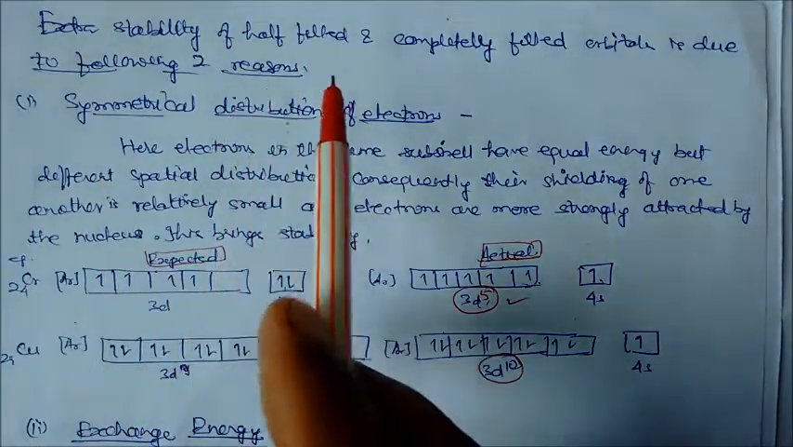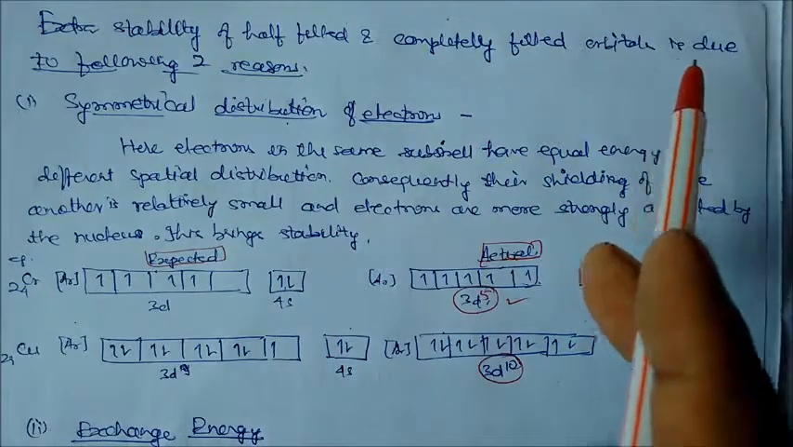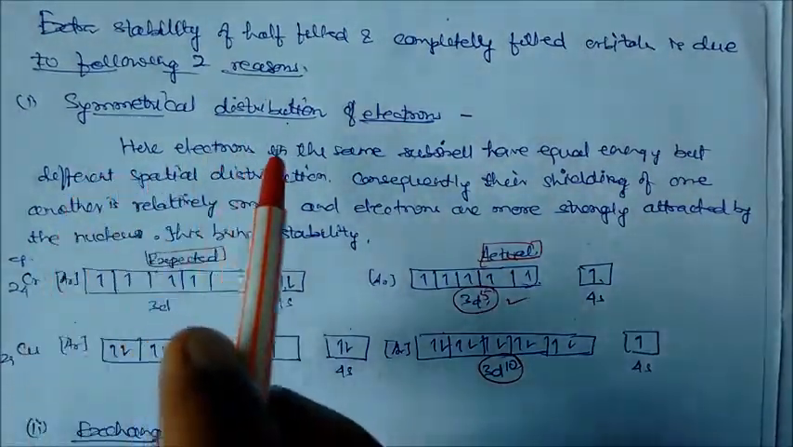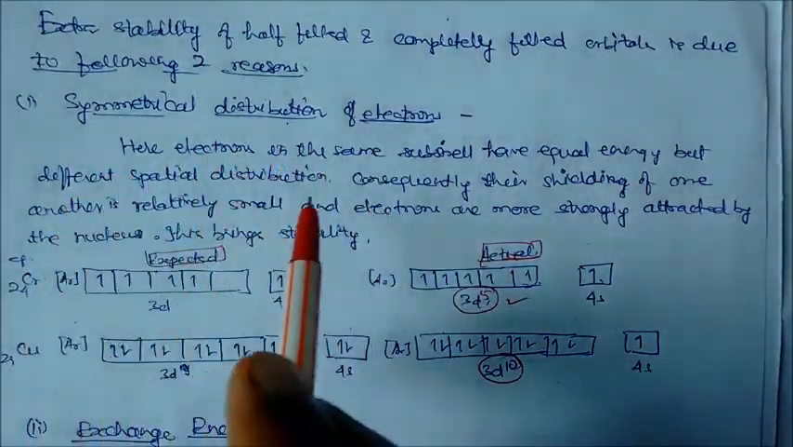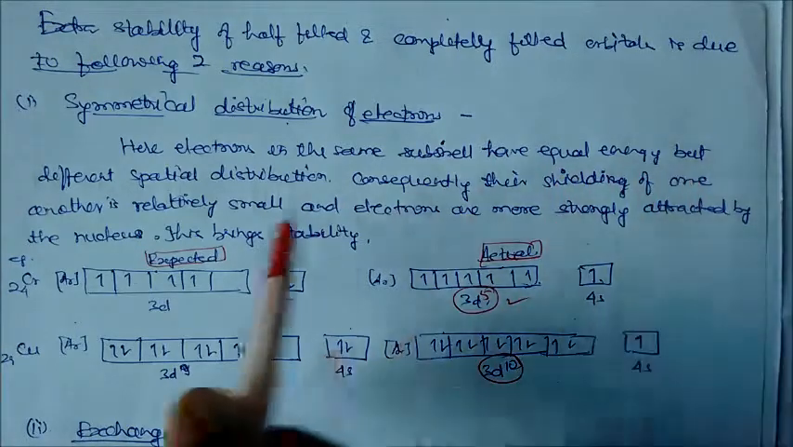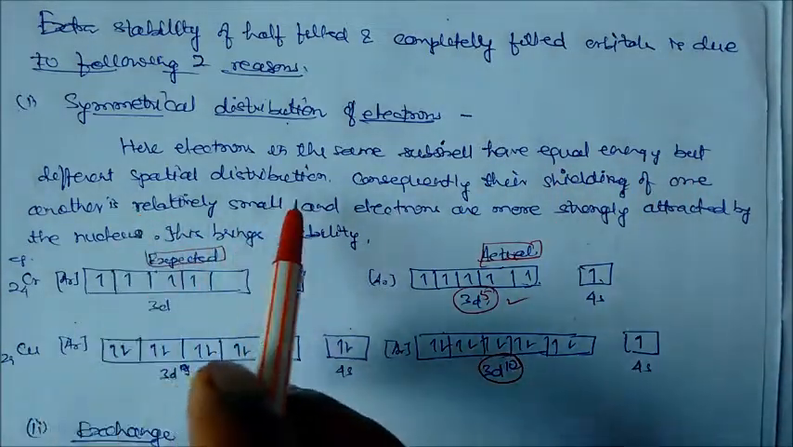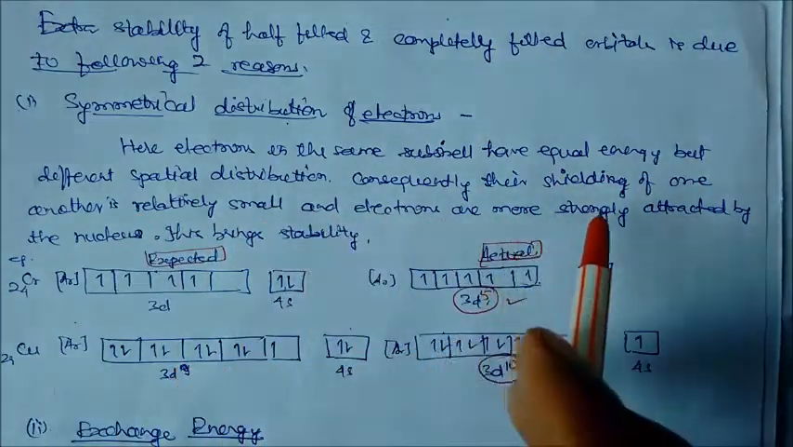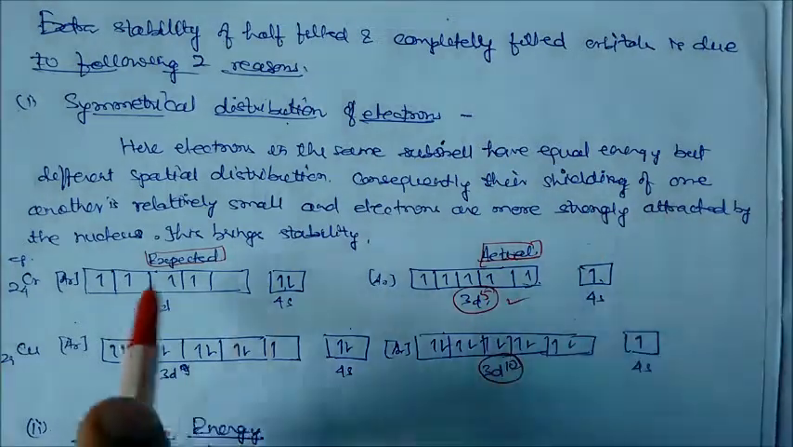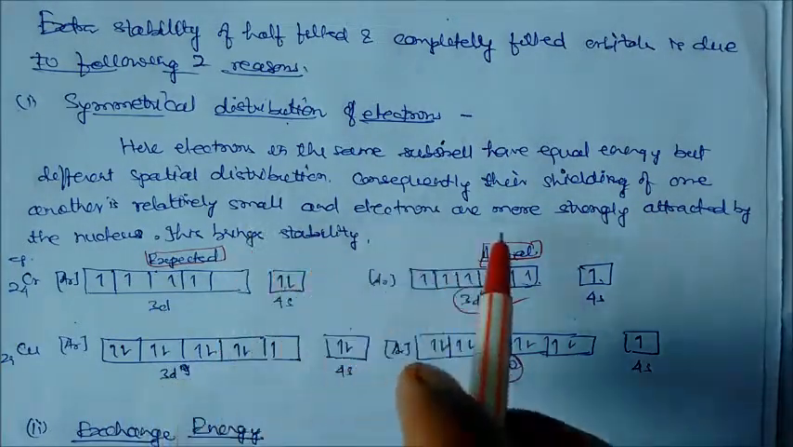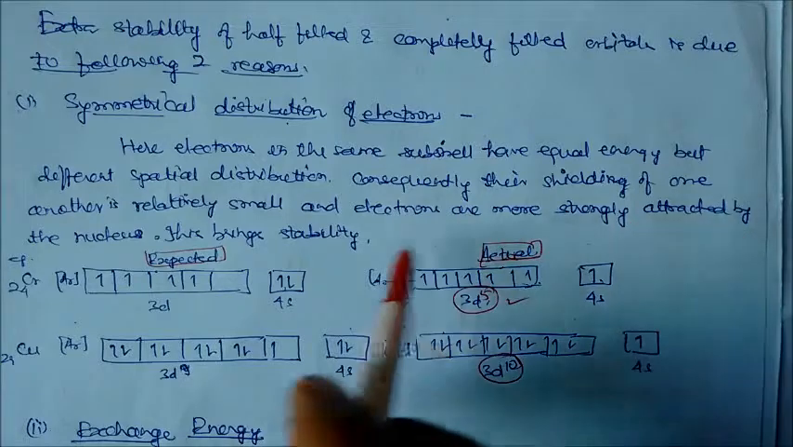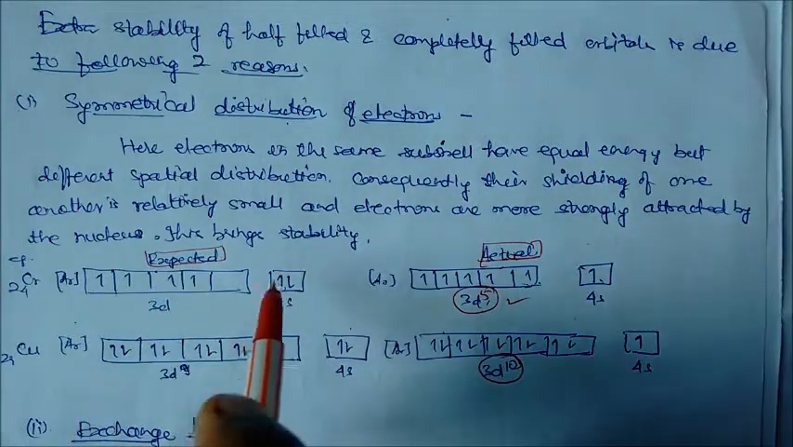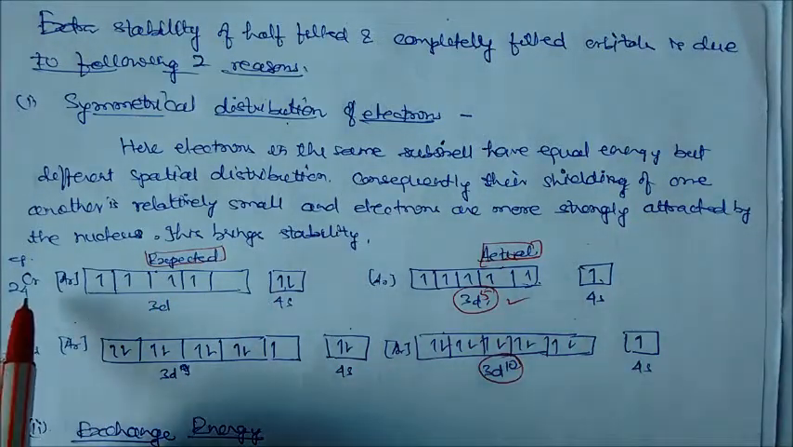Extra stability of the half-filled and completely filled orbitals is due to two reasons. One is the symmetrical distribution of electrons. Electrons in the same subshell have equal energy but different spatial distributions. Consequently, their shielding of one another is relatively small, and electrons are more strongly attracted by the nucleus. This brings stability. Let us take the example of chromium.